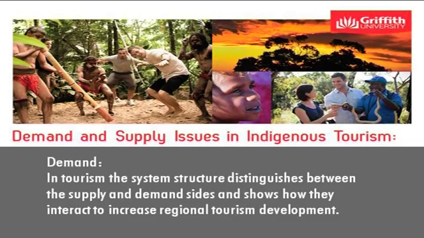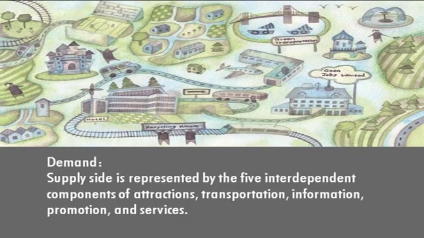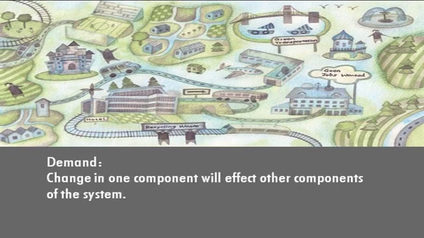Demand. In tourism, the system is structured so as to distinguish between the supply and demand sides. The model shows how demand and supply mechanisms work to increase regional tourism development. The supply side is represented by the 5 interdependent components of attraction, transportation, information, promotion, and services. A change in one component will have an impact on the other components of the system.